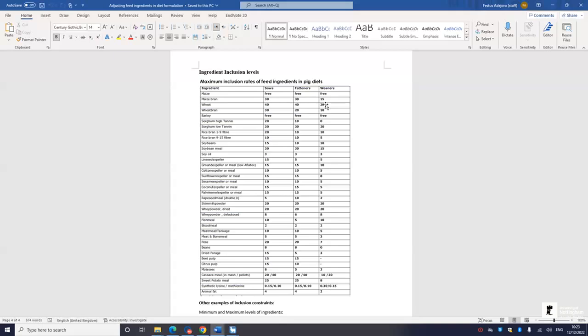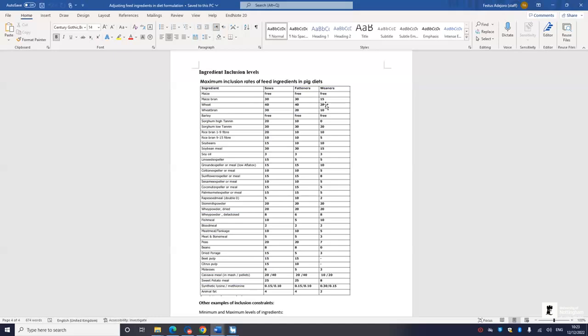So like I was saying, based on the understanding that, for example, this particular diet is to be fed to fattener pigs, I can tell the computer not to use fish meal at all. From the feed store, I will remove fish meal. But because fish meal has a high amount of crude protein and contributes a lot of methionine and cysteine, I can limit the inclusion level to 1%.